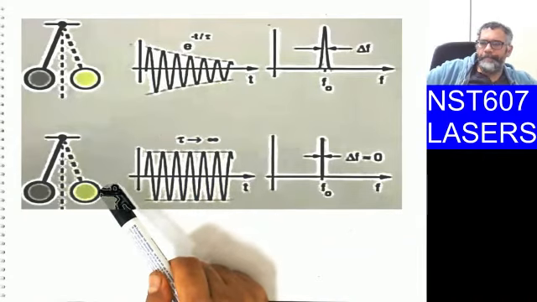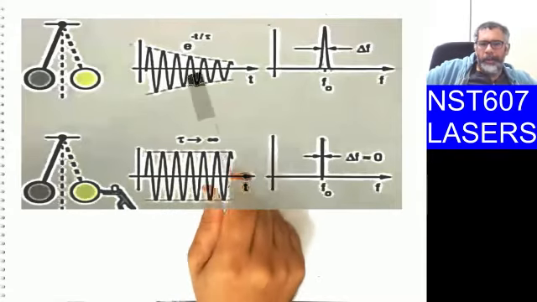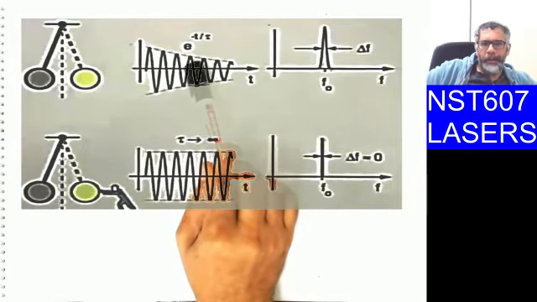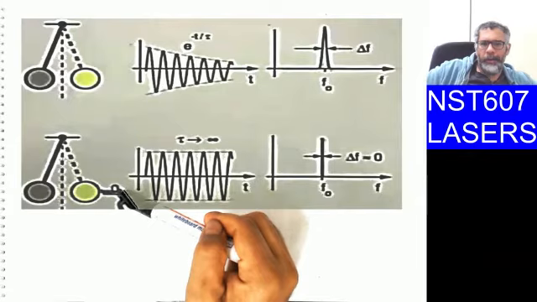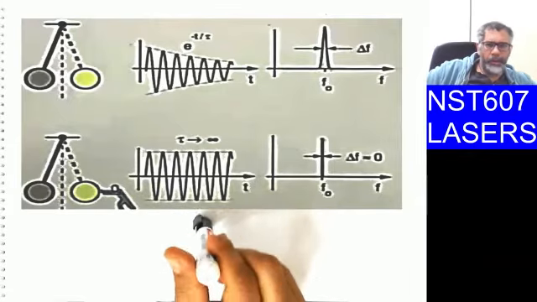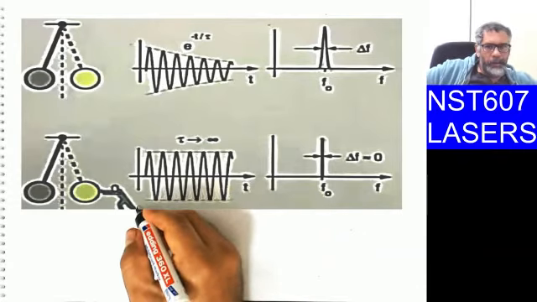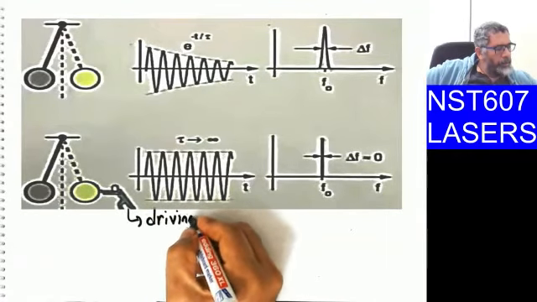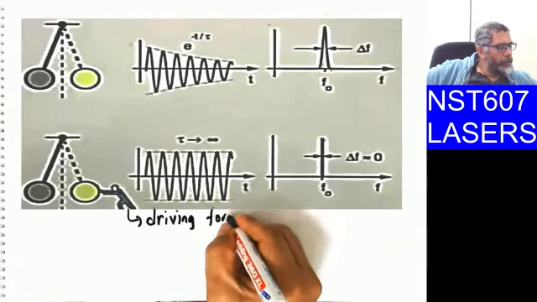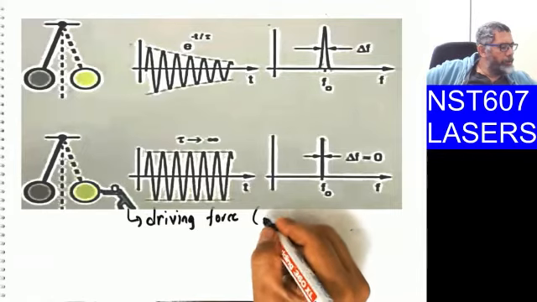Okay, so in principle you can get rid of the damping by using an external agent. We call this external agent the driving force in the case of oscillators. This is called the driving force. Of course, this driving force must be periodic.